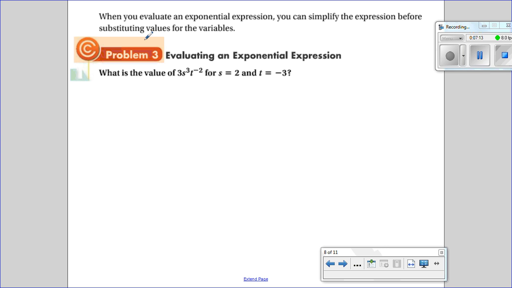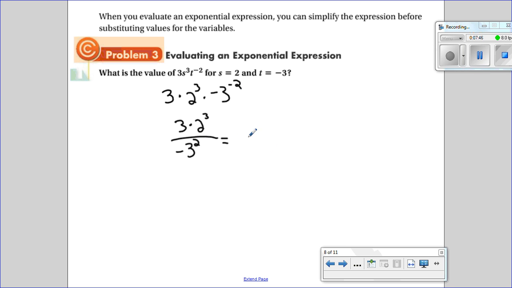And then what happens if you have to plug numbers in for them? Okay, you treat it like normal. So we have 3 times s, which is 2 to the 3rd, times t, which is negative 3 to the negative 2. So what would happen here is this would be 3 times 2 to the 3rd over negative 3 squared.